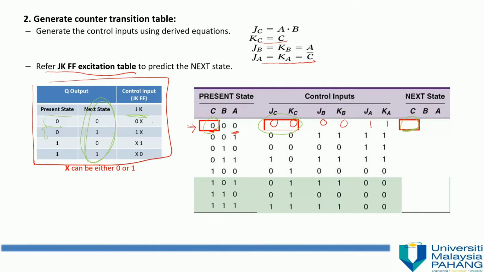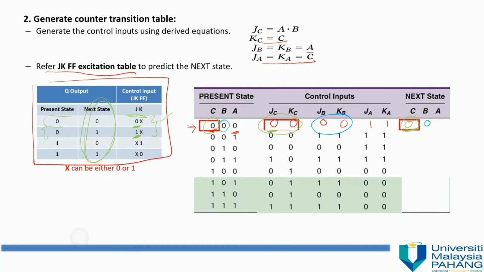By referring to the control input in these two rows, we choose the first row because J equals 0 for this row, but for this one J equals 1, which is not the same as our JC here. The KC is 0, so K here is don't care. And our next state is 0. Then when the present state B is 0 and JB, KB are 0, 0, B equals 0 as well, same as variable C.